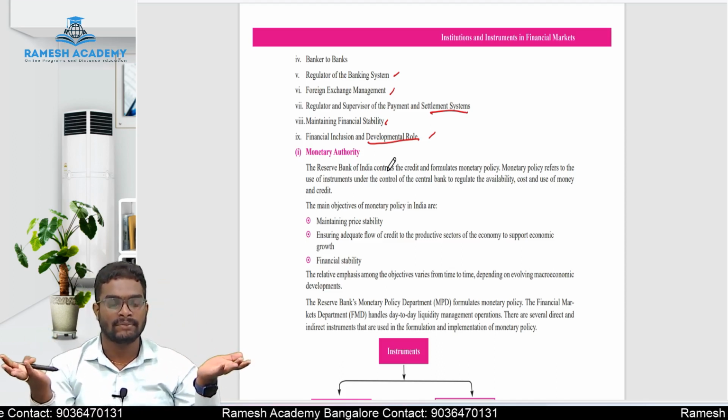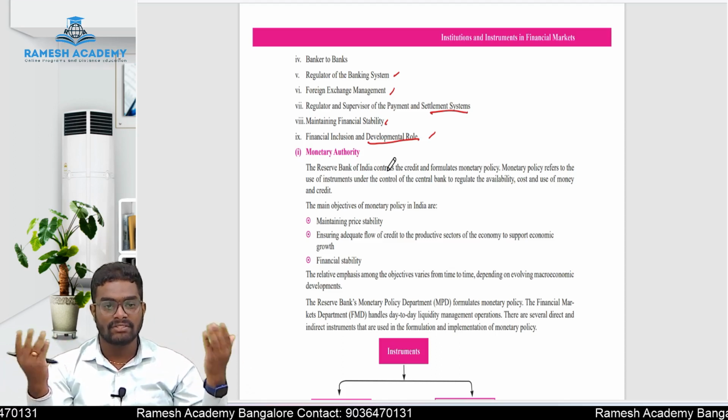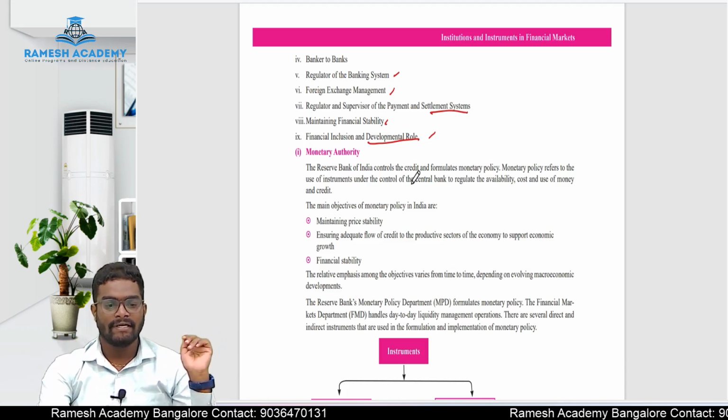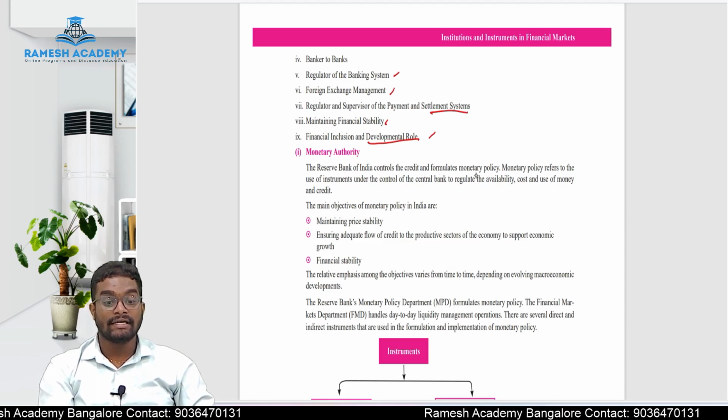We don't know where the MCQs will come from. We don't know where the fill in the blanks or true or false will come from. So that's the reason we'll be going line by line. Monetary authority: the RBI controls the credit and formulates the monetary policy.